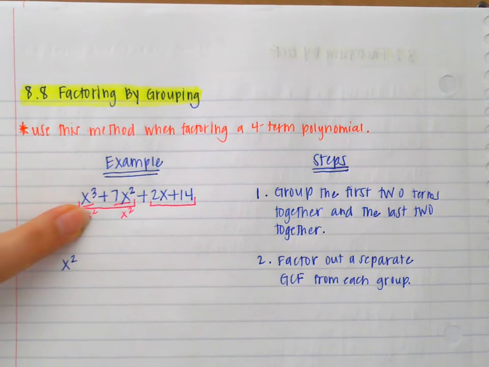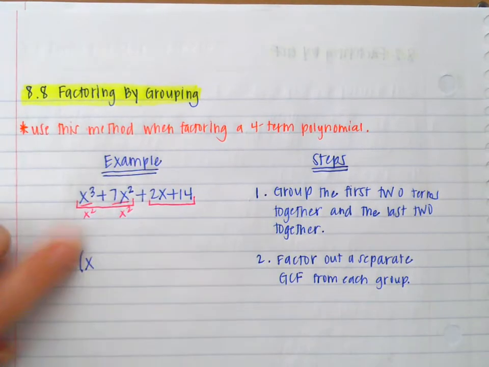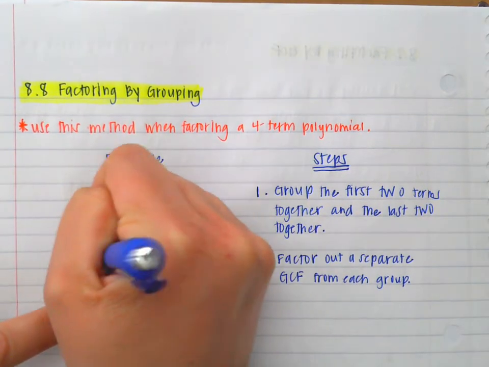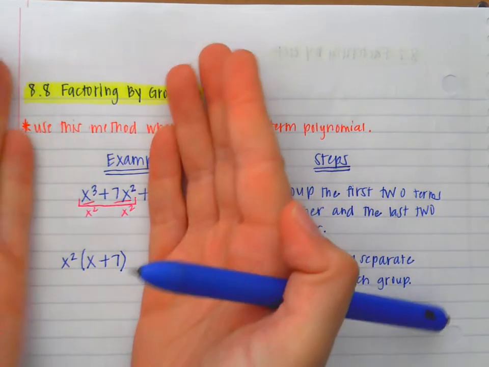So x cubed divided by x squared, when we have 3, we take away 2, we're left with 1. And then 7x squared divided by x squared, well, what happens? X squared divided by x squared is 1, and 7 times 1 is just 7. And that's it. That's our first step with looking at just this group.